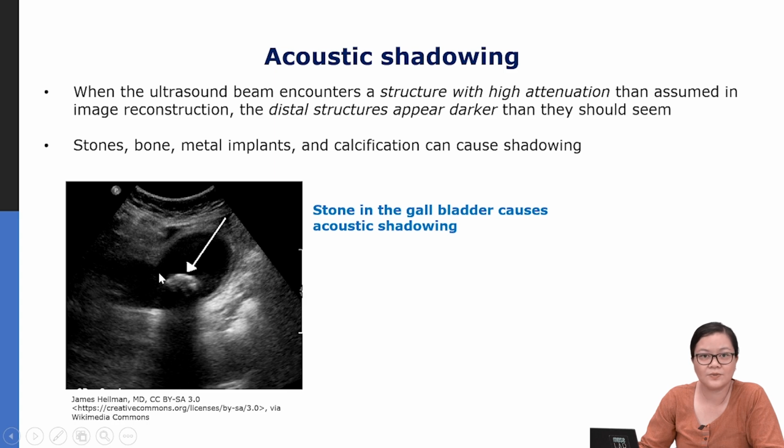If there is a stone here, the stone has a really high acoustic impedance mismatch with tissue. Therefore, it will act as a strong reflector. So you can see here that this is a bright echo coming from the stone. Much of the signal is being reflected back to the transducer, and therefore not much of the signal gets transmitted through this stone. So you get this shadowing artifact here.